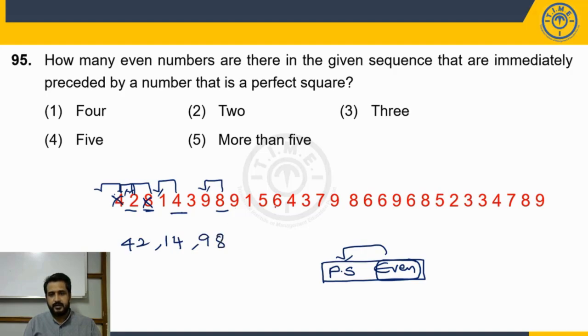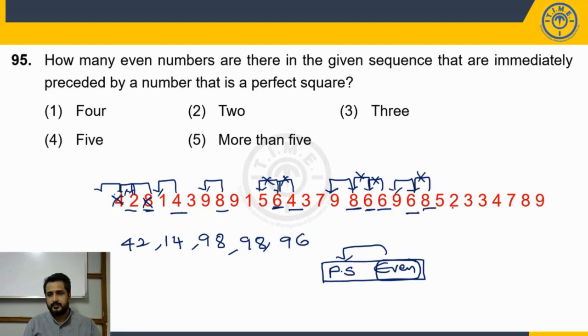Next, even number, preceded by a perfect square? No. Even number, preceded by a perfect square? No. Next, even number, preceded by a perfect square? Yes. 9, 8. Next, even number, preceded by a perfect square? No. Even number, preceded by a perfect square? No. Even number, preceded by a perfect square? Yes. 9, 6.